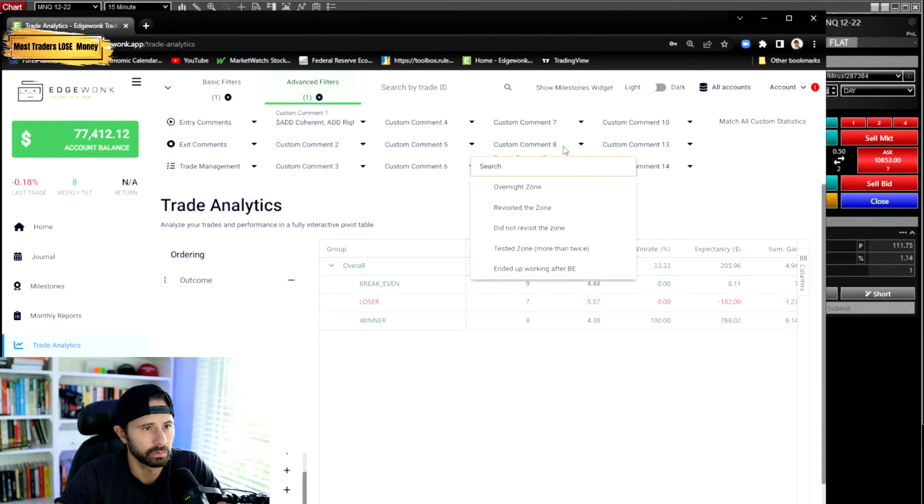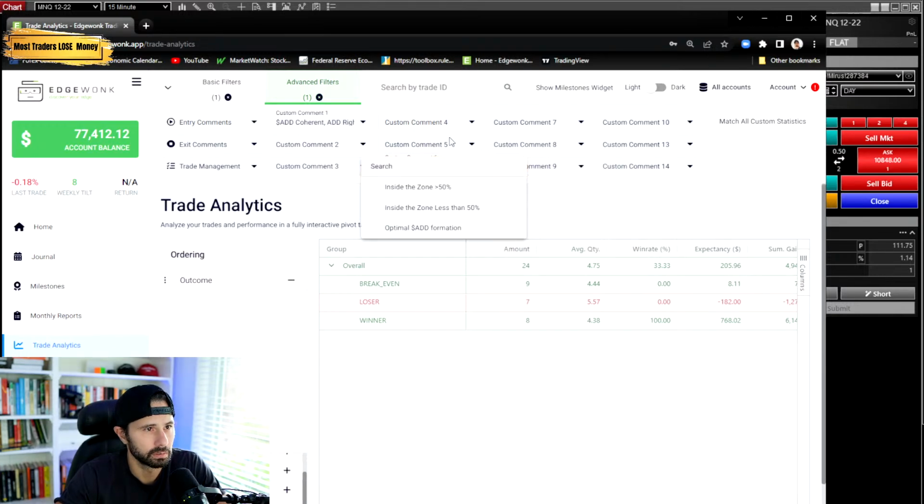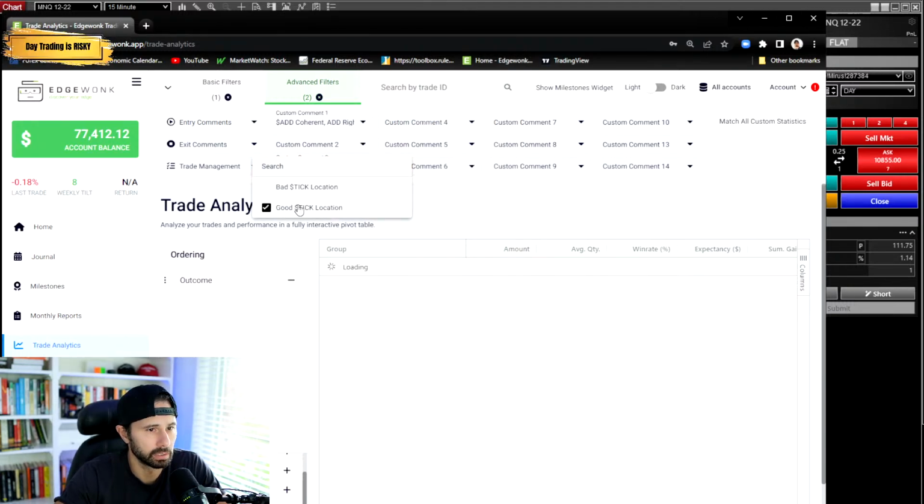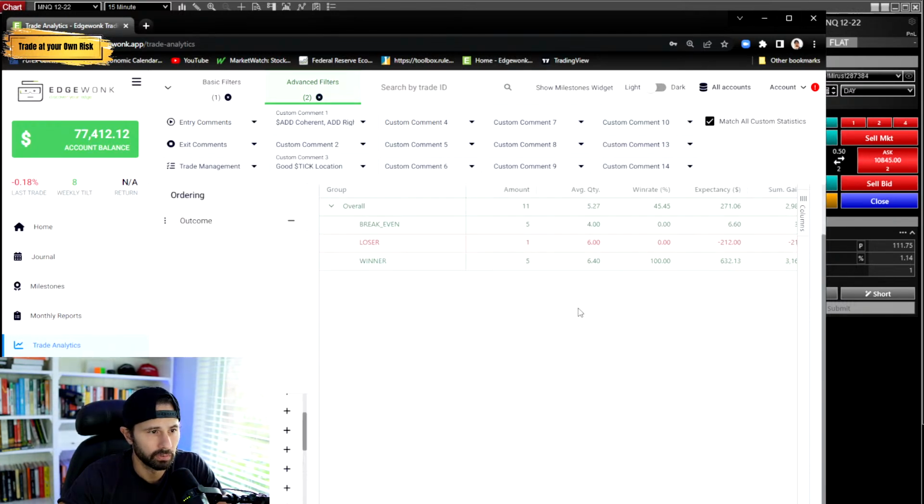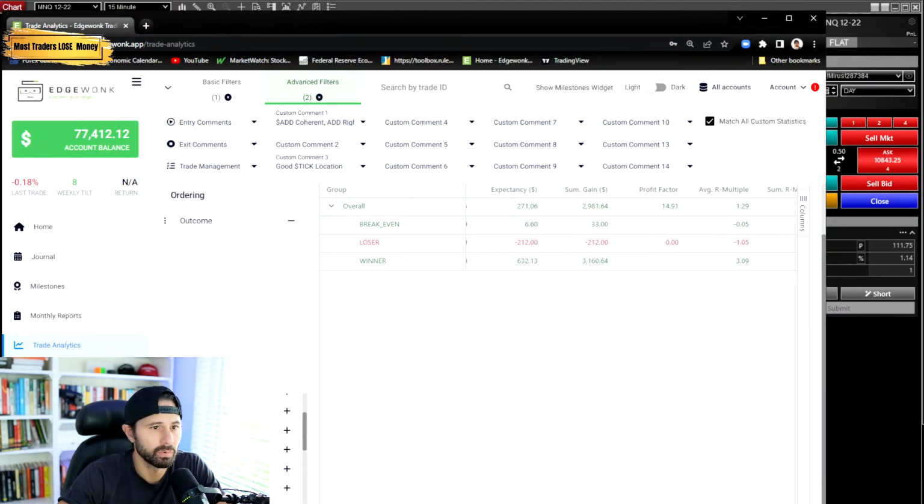So let's go to the tick chart. No, this one is not the one. Confirmation, no. Okay, good tick location. 11. Wow. Look at this. Just one loser out of 5 trades, right? I want to see which trades are these. Look, I made 3,100 against 200 with this setup.